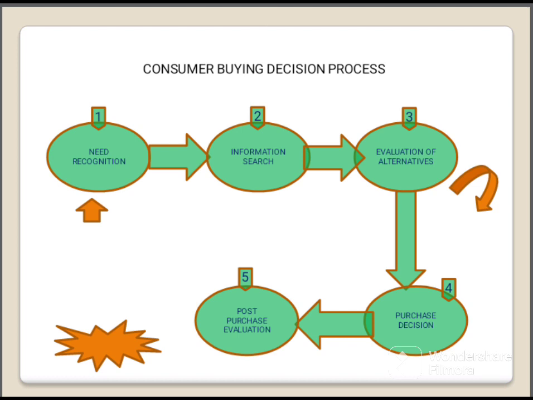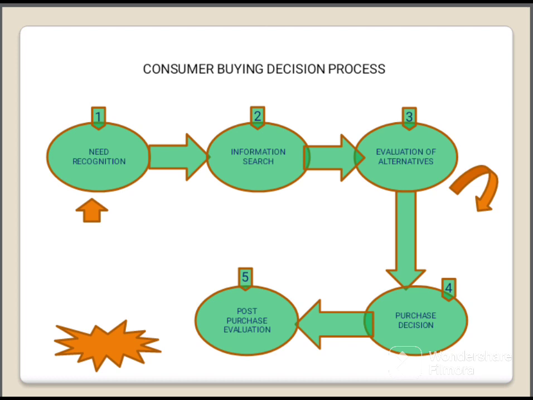Under information search, in this stage, the consumer seeks relevant information that will assist in evaluation and identifying alternatives before the final purchase decision is made. Once they have an appetite for chocolate, they will definitely want to search for more information on different brands of chocolate.